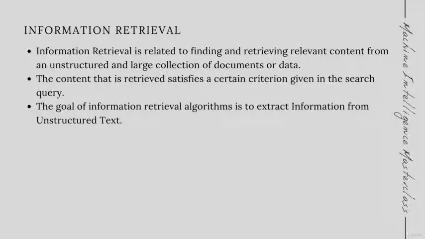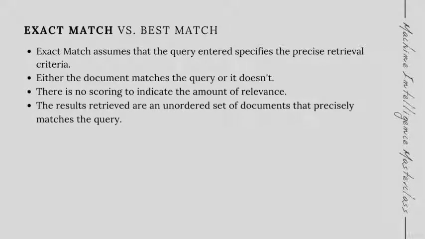The goal of information retrieval algorithms is to extract information from unstructured text. To better understand how these algorithms determine which document satisfies the query and which doesn't, let's differentiate between exact match and best match.